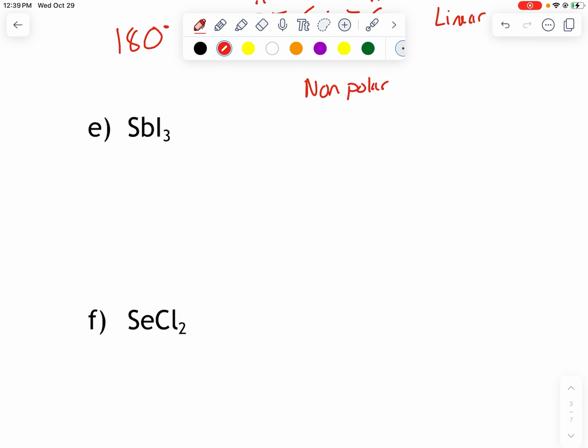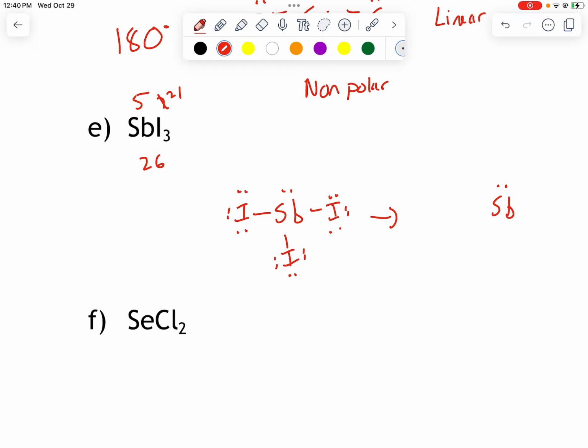All right, SbI3. Antimony is in nitrogen's column, so it has 5. Iodine is 7 because it's a halogen. 7 times 3 is 21. So this number is 26. Give everybody 8. All right, when I count them all up, this is going to be 26 right here. So this is actually going to be trigonal pyramidal because that lone pair repulses these iodines down.